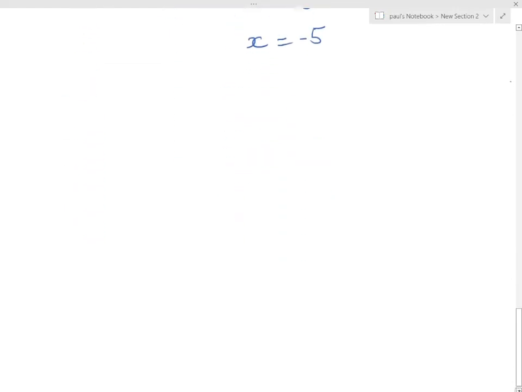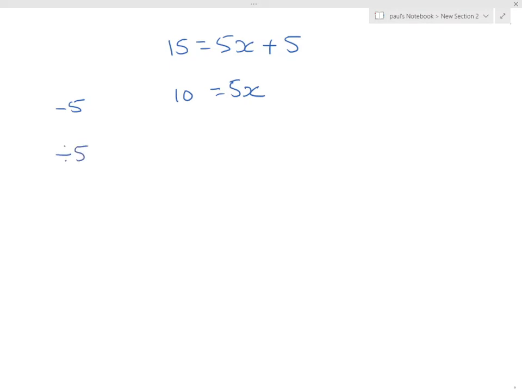Lots and lots of these. Much practice. 15 equals 5x plus 5. Now the x is over there on the right, doesn't matter. Let's subtract 5. So we've got 10 equals 5x. And let's divide by 5. So 10 divided by 5 is 2 equals x, or x equals 2. It doesn't make any difference.